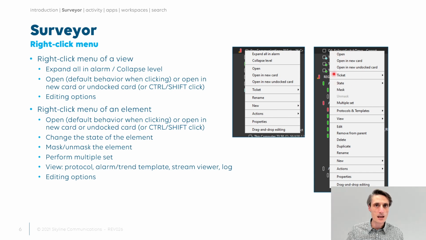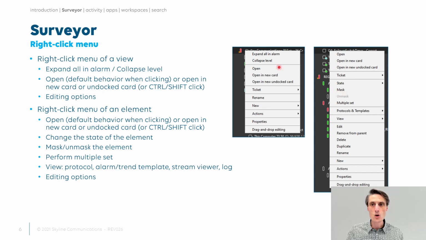The right click for an element is a little bit the same thing, with the different open items you have. And then you have very interesting, immediate access to changing the state of an element to active, paused, stopped, or also masking or unmasking an element. We'll take a closer look in the next module at the alarming and play around with the masking, but that is conveniently available immediately by right-clicking on the element.